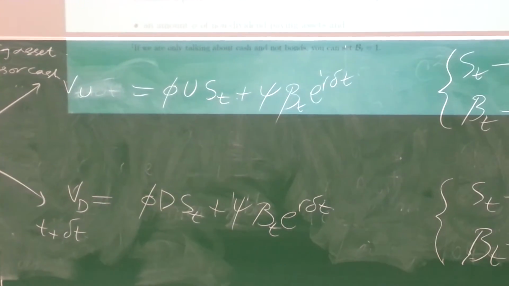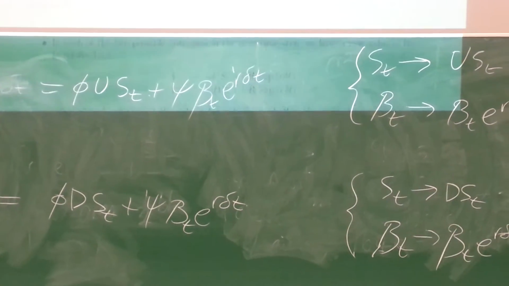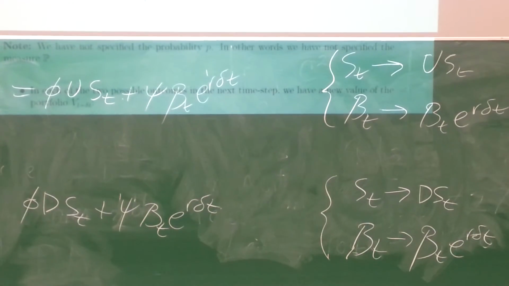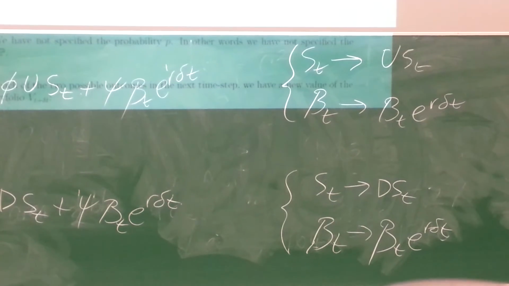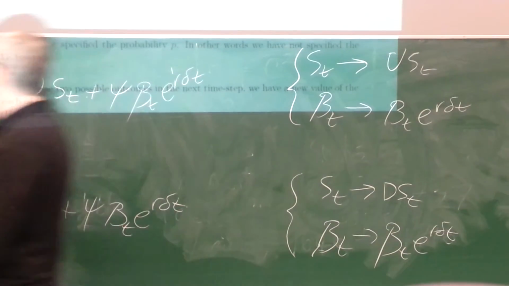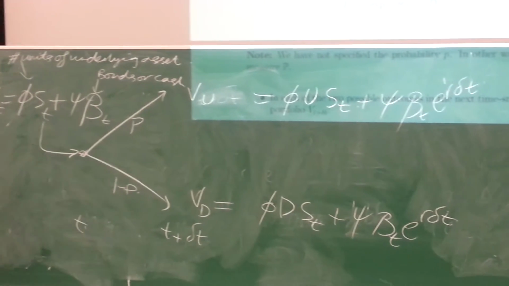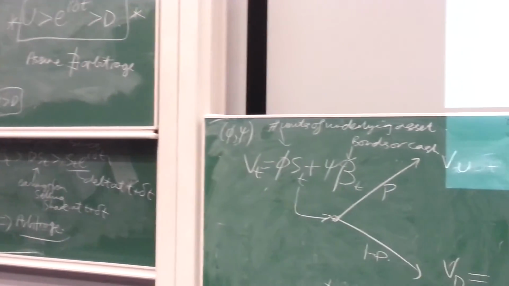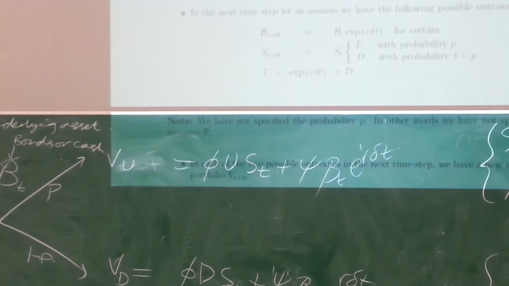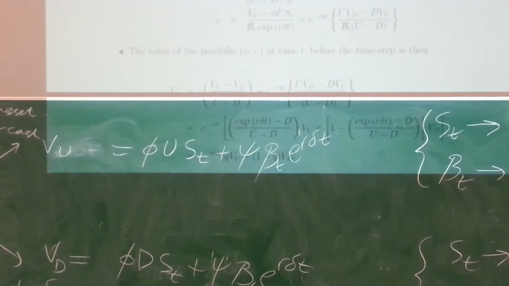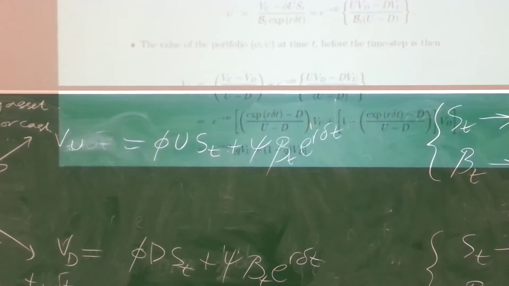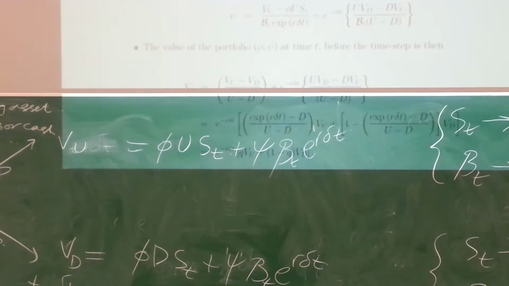And of course, we've got that u is greater than e to the r delta t, which is greater than d. That's the thing that we have a priori. And this has got a probability, of course, p, and that's got a probability of 1 minus p, because there's a probability p and a probability 1 minus p that your share has risen or gone down. So we're up to this point here now. Everybody happy at that stage? Yeah? Right.